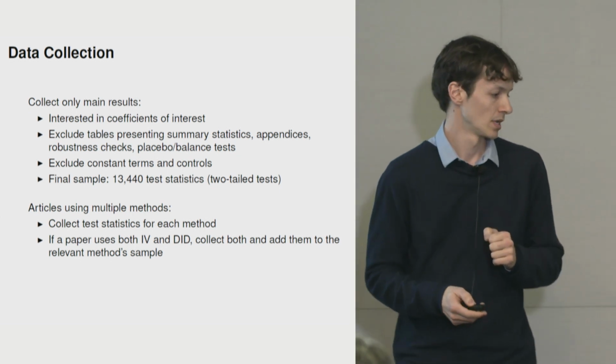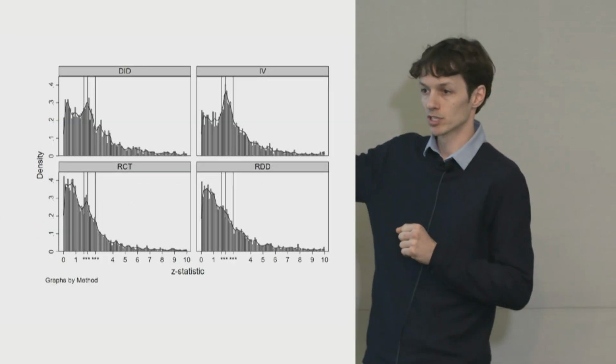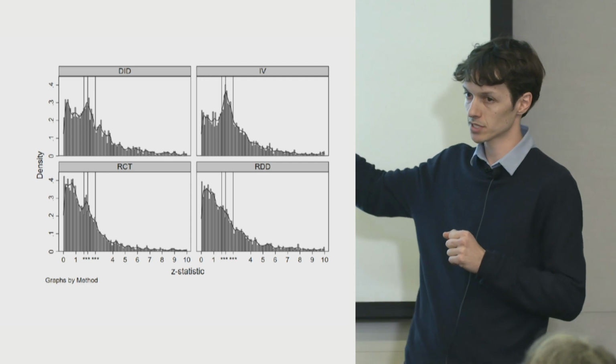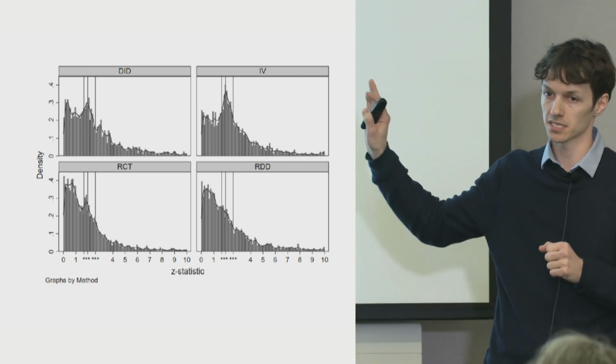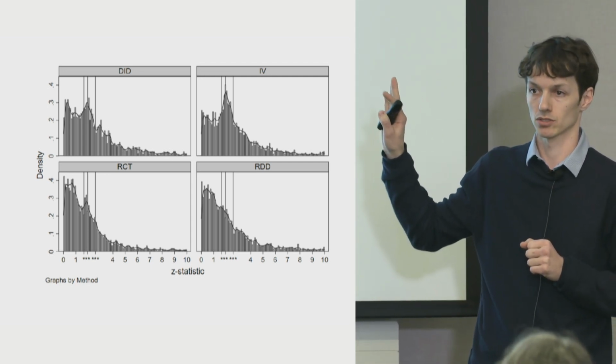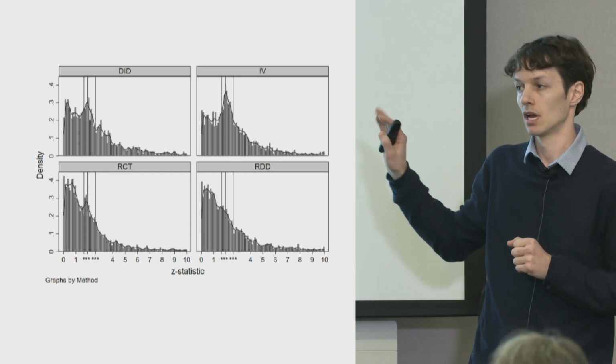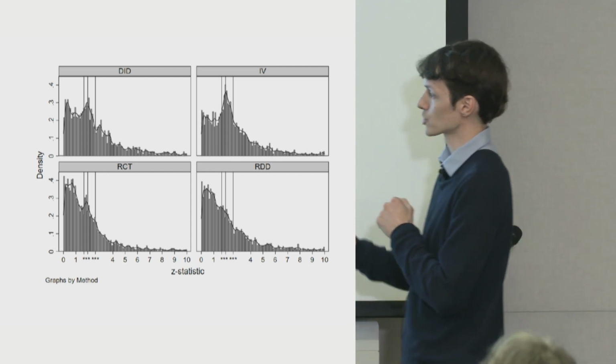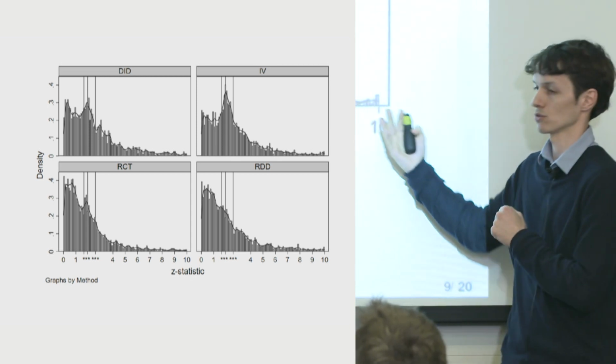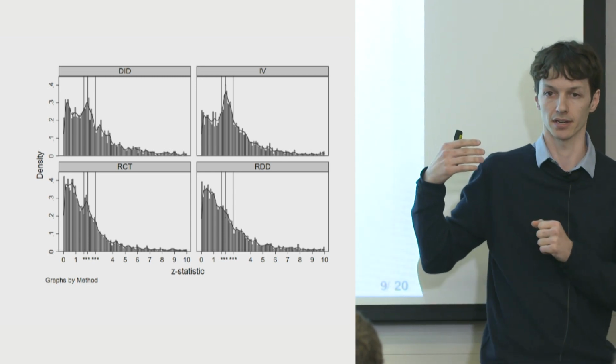Thank you. Okay, so that's the main results. What I'm showing you is the distribution of Z statistics by method. So there are 4 graphs, there are 4 methods. And we're showing you the range going from Z-stat from 0 to 10. There are also Z statistics that are greater than 10.